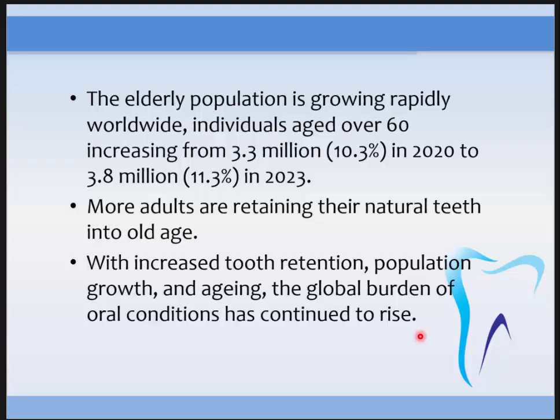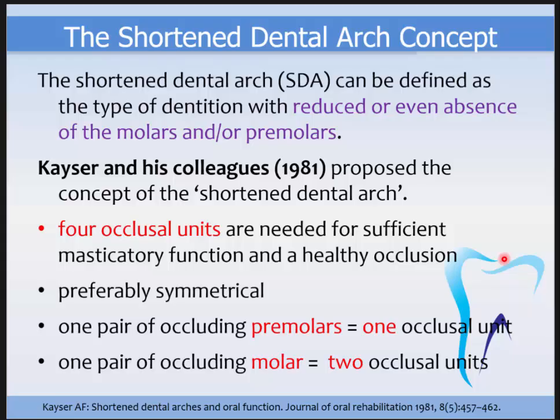This leads to the introduction of the concept known as the shortened dental arch, where possibly you do not need to restore your teeth to fully dentate, which is from second molar to second molar, from 7 to 7. Let's look at what a shortened dental arch is. A shortened dental arch can be defined as a type of dentition with reduced or even absent molars and/or premolars. Käyser and his colleagues in 1981 proposed this concept.